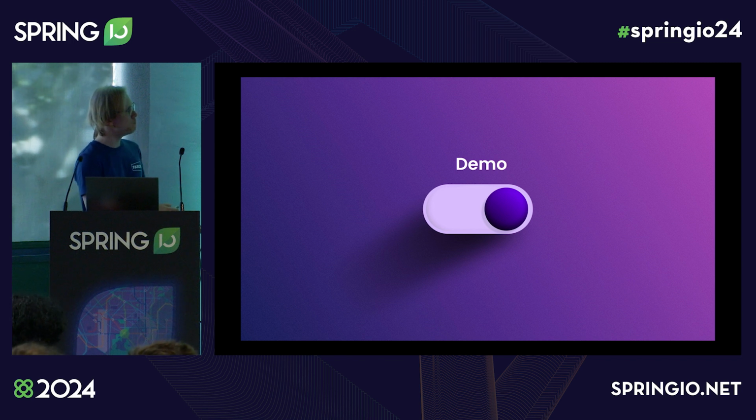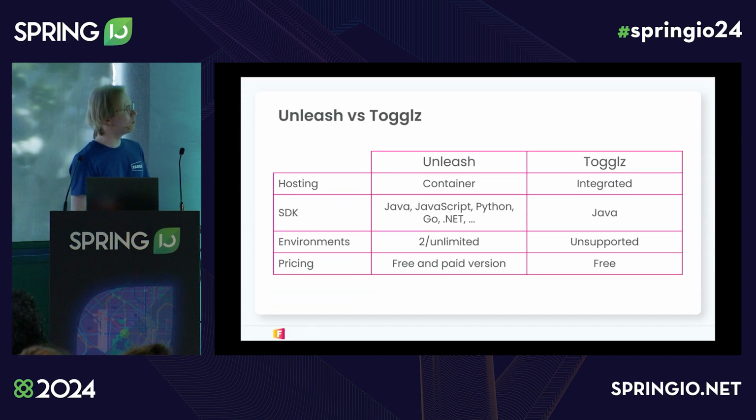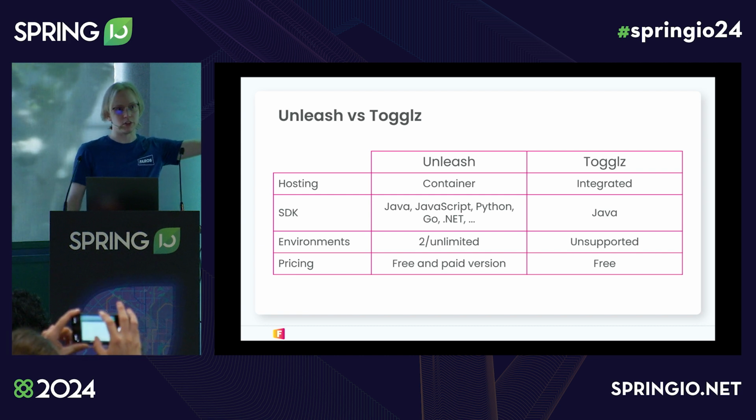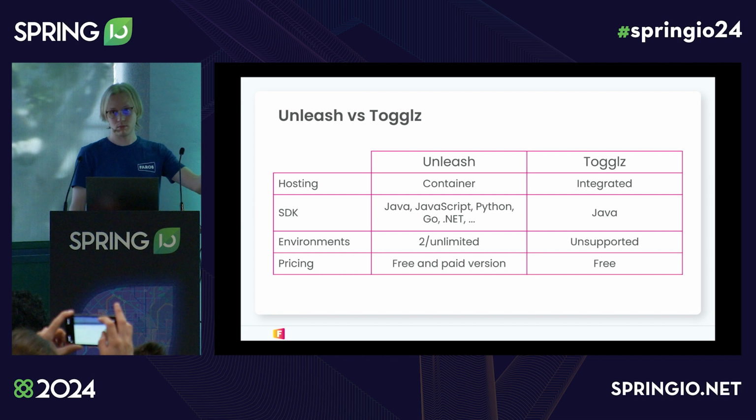So now, as for the differences, I already discussed some of them. I'll just reiterate them to make it clear for everyone. So Unleash, I'm running a container, Docker, right? Also the online version you're seeing is just a Docker container that's running, while Toggles, in this case, was integrated in my own application.